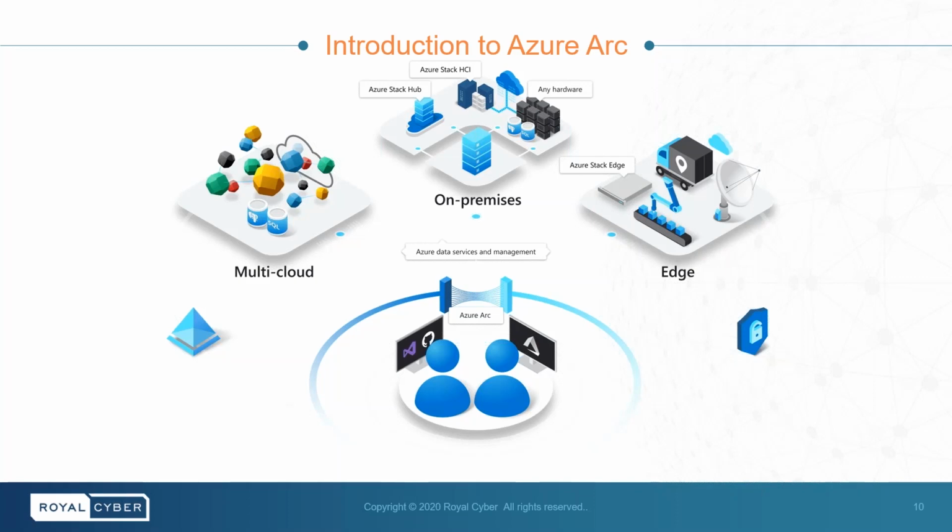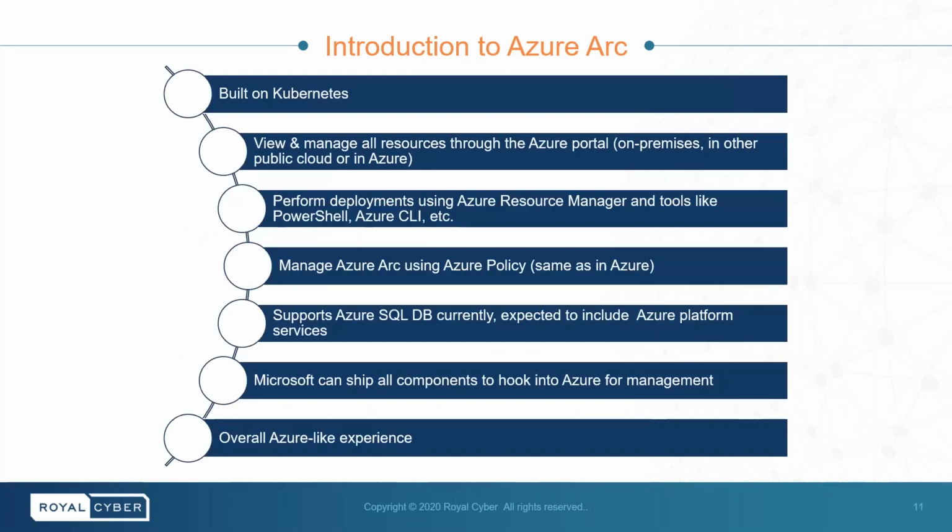That's the main idea of using Arc. What it does is, it's built on Kubernetes, and you can manage all the resources through the Azure portal, whether it's on-prem, in public cloud, or in Azure. And you can perform deployments using Azure Resource Manager and tools like PowerShell and Azure CLI with ease. And you can manage Azure Arc using any Azure policy, same as what you do in Azure.